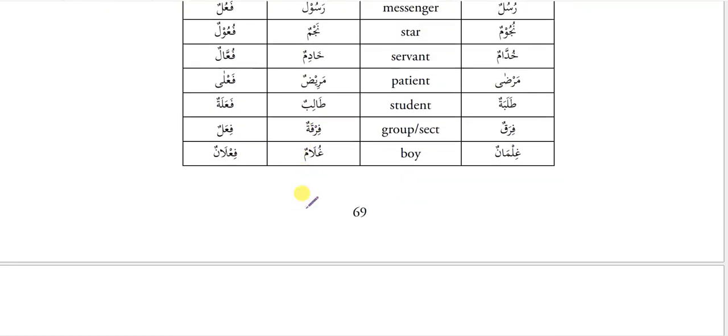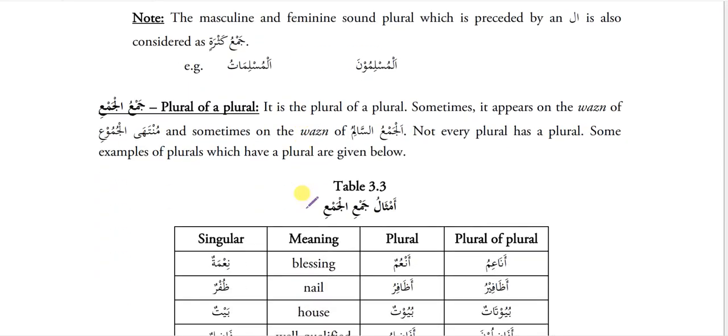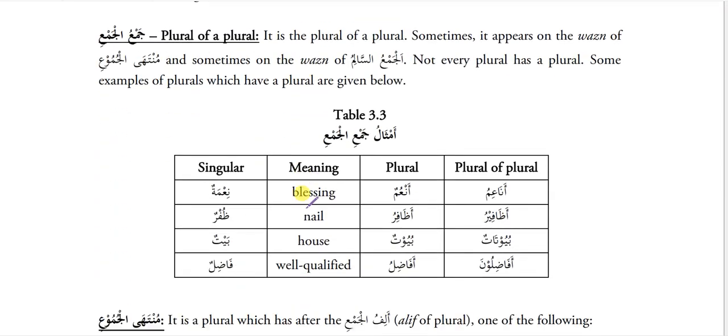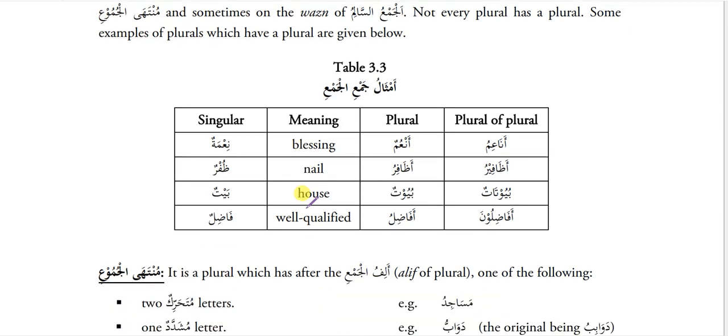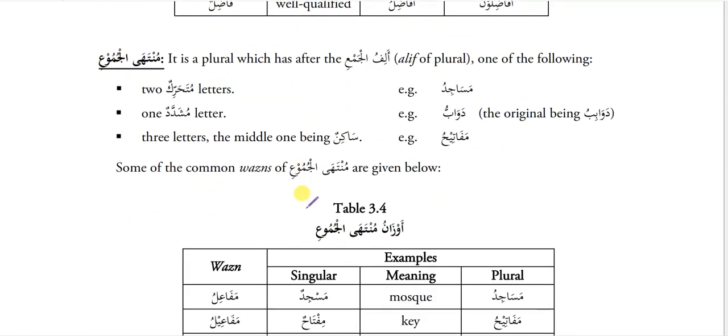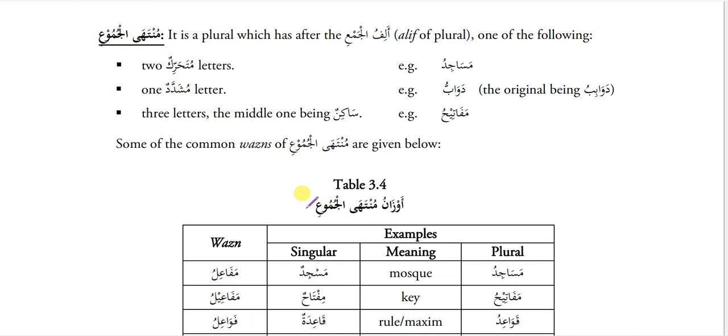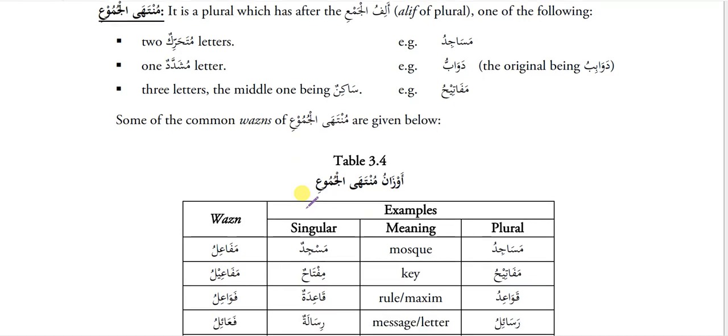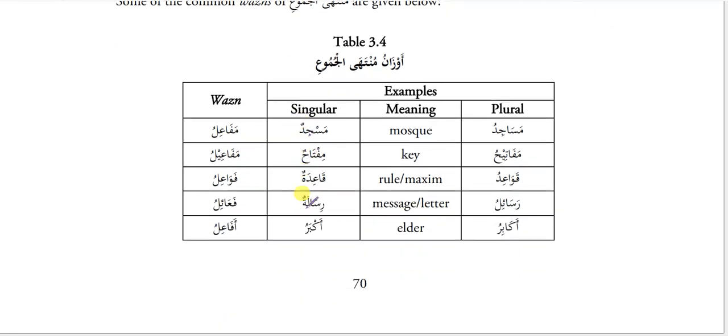There are some scales, you can read them. Then we have jam'ul jam'i. Jam'ul jam'i means a word which is already jama, but then we have created a more jama for it. For example, an'um is already the jama of na'im, and then the jama of an'um is ana'imu. So it is a jama of jama, the plural of plural. Then we have muntahal jumu. I have already explained what jama muntahal jumu is. It has the capability of becoming a reason for ghayr munsarif. There are some scales like mafa'ilu. You can check this scale.